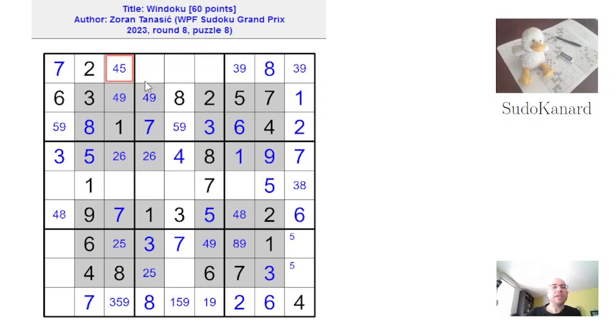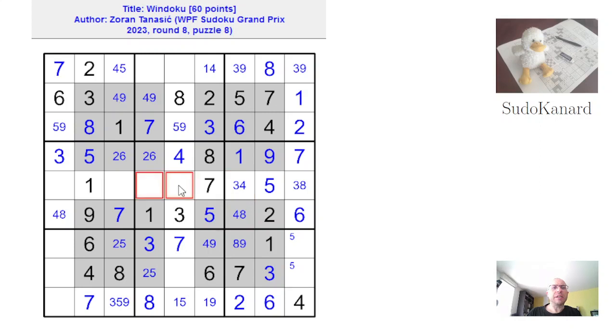1, 4, 5, and 6. So this is from 1 and 4. There's a 9 in here, so that's not 9. I feel like I'm missing something again. So what am I missing? So this now can't be 8 because there's an 8 in here. It can't be 9, so this is from 3 and 4.